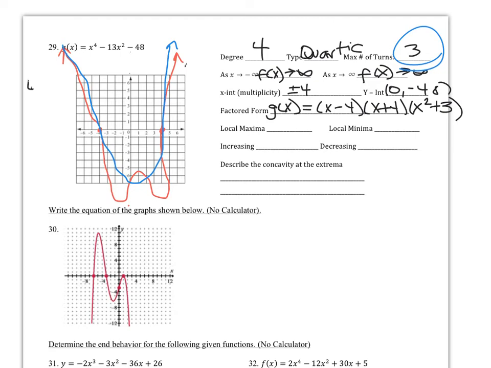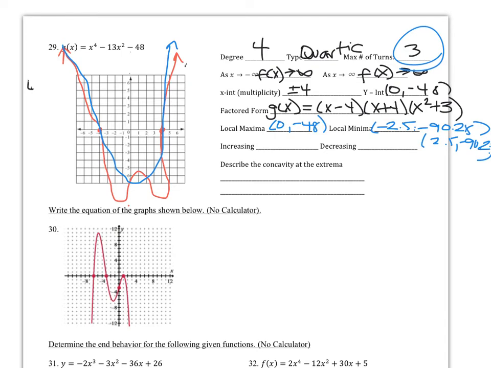So now I see it. So now I have 1 maximum and 2 minimums. My first minimum is negative 2.5 comma negative 90.25. My other minimum is 2.5, negative 90.25. And my maximum is at 0, negative 48.